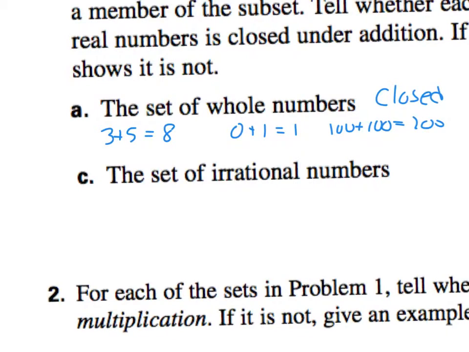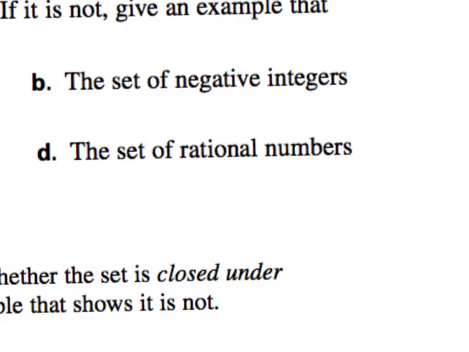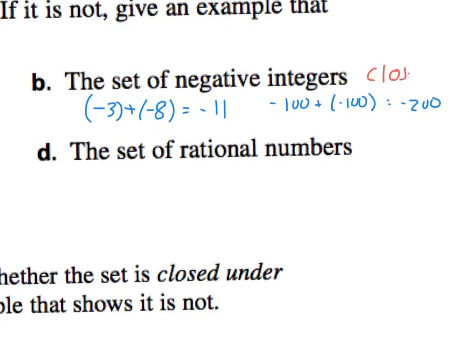All right. B, the set of negative integers. So negative 3 plus negative 8, negative 11. Okay? I can't choose 0, I can't choose positives because it only says negatives. So negative 100 plus a negative 100. Oh, look, I get negative 200. Notice the pattern. Negative plus negative is negative. Negative plus negative is negative. So we call that closed.